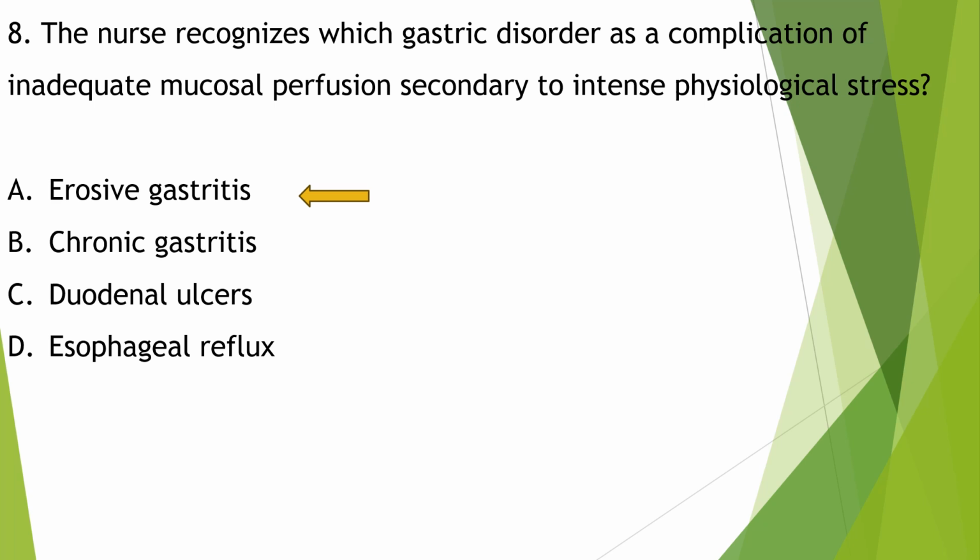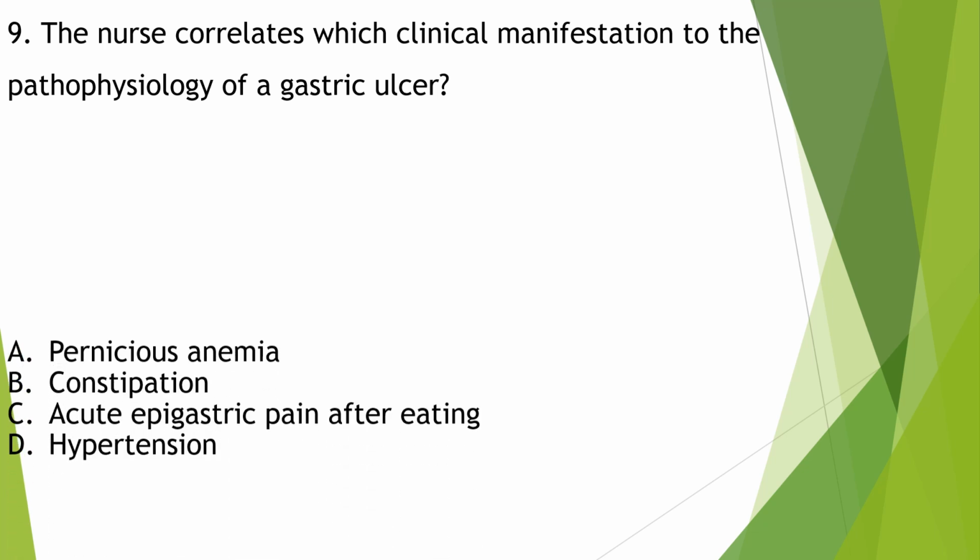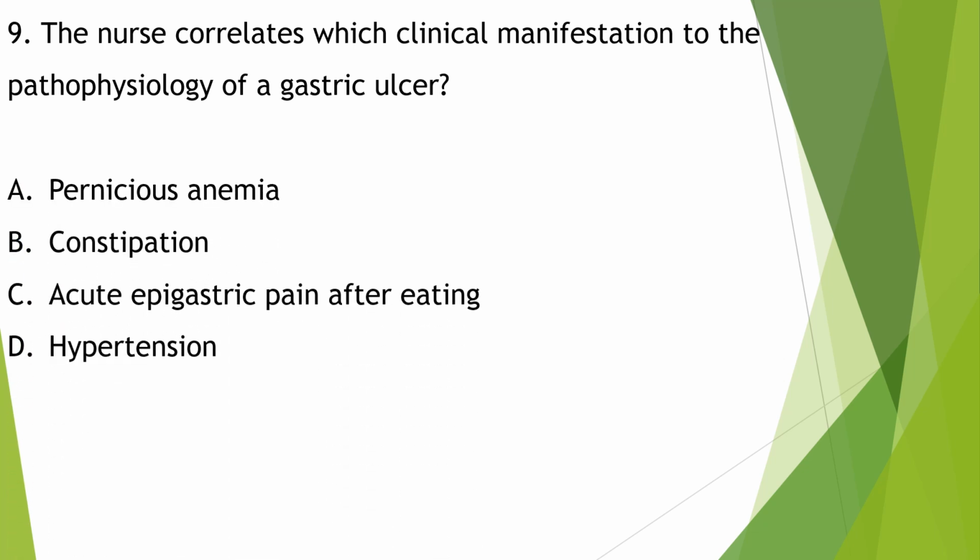Adequate mucosal blood flow is important to maintain the mucosal barrier and to buffer any back diffused hydrogen ions. When blood flow is inadequate, these processes fail and mucosal breakdown occurs. The nurse correlates which clinical manifestation to the pathophysiology of a gastric ulcer? Pernicious anemia, constipation, acute epigastric pain after eating, hypertension.